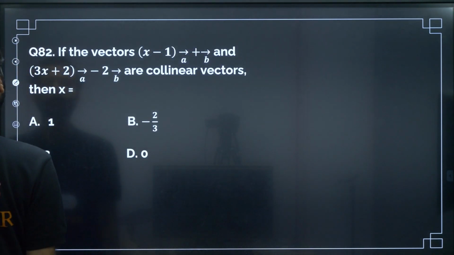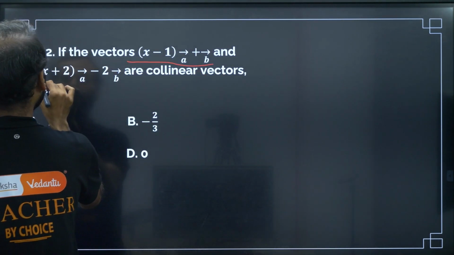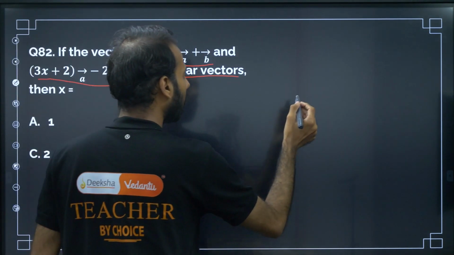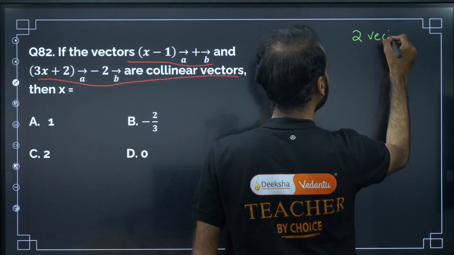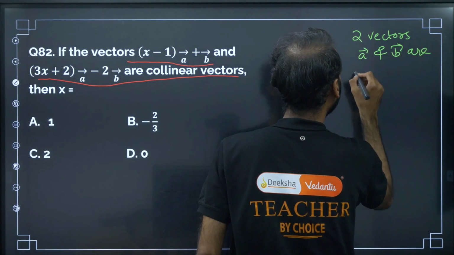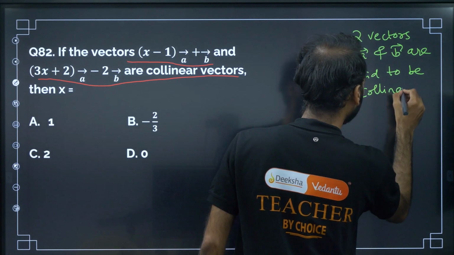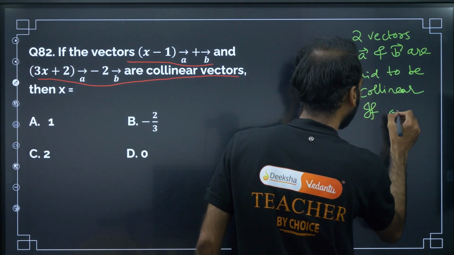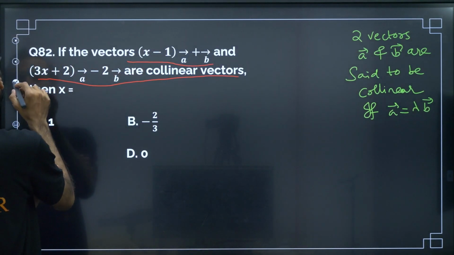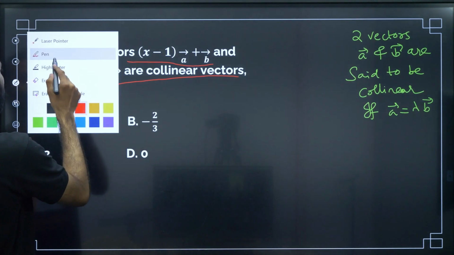If the vectors x minus some value they have given here, if the vectors this and this are collinear vectors. So what are collinear vectors? Two vectors A and B are said to be collinear if A is equal to lambda B. If A is equal to lambda B, then x is equal to what? They are asking to find this.